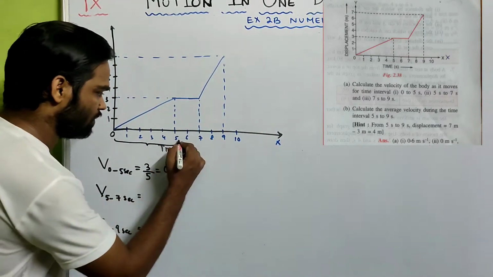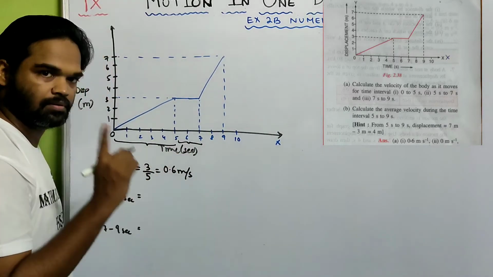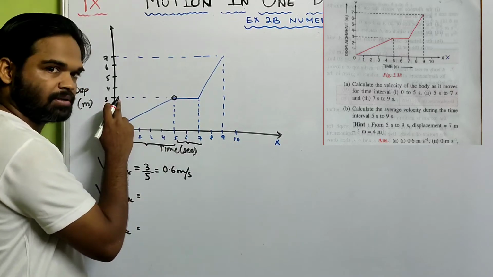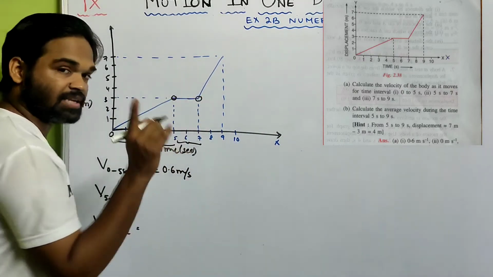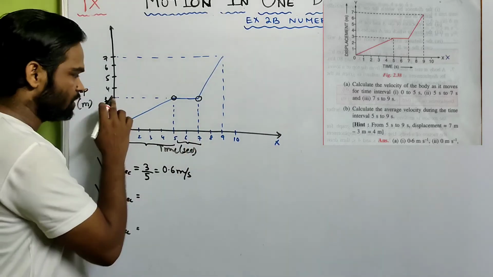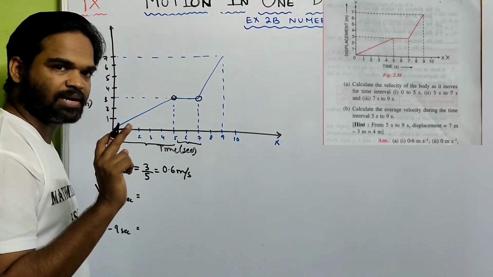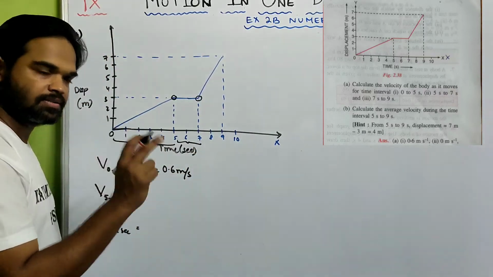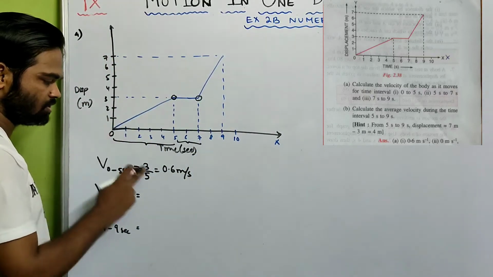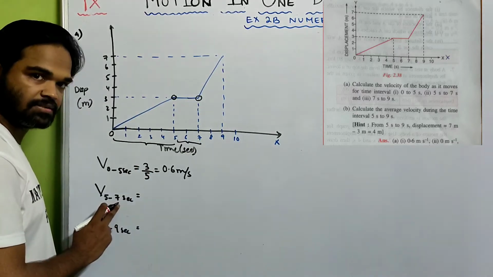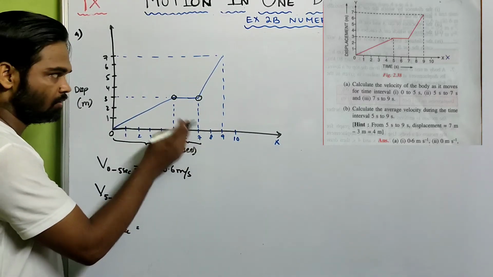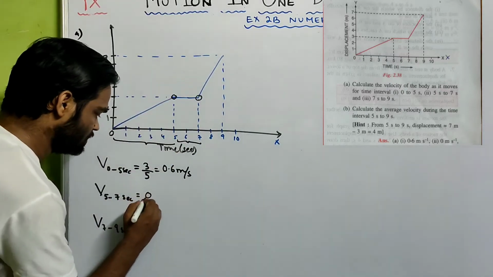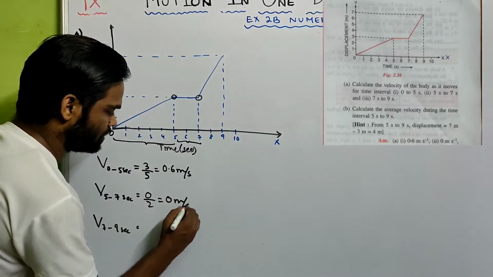Now from 5 to 7, this interval, at 5 second the position of the body was 3 meter, the displacement. At 7 second also the displacement was 3 meter, which means there was no displacement at all. The total displacement is 0, because 3 minus 3 will be 0. Over here it was 3 minus 0, which was 3. But in this time interval, see, the body is at rest, which means displacement will be 0 by 2. This is 0 meter per second.